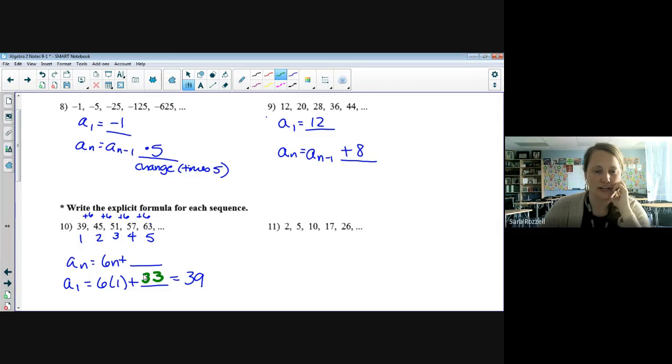We'll see if it works for the rest of them. A sub 2 is 6 times 2. We're going to try 33 again. We think that might work. That's 12 plus 33, and that makes 45. Does that check with what we wanted? Yep. So our equation is 6n plus 33.